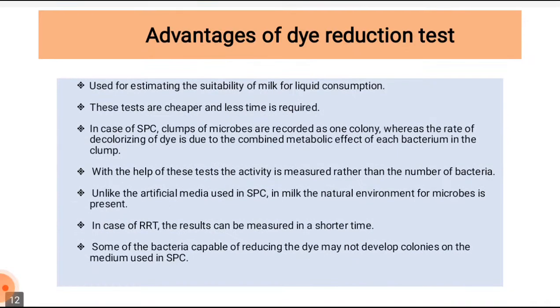Then the advantages of the dye reduction test. The dye reduction test is used for estimating the suitability of milk for liquid consumption. These tests are cheaper and less time is required. In case of standard plate count (SPC), clumps of microbes are recorded as one colony, whereas the rate of decolorizing of dye is due to the combined metabolic effect of each bacterium in the clump. With the help of these tests, the activity is measured rather than the number of bacteria.